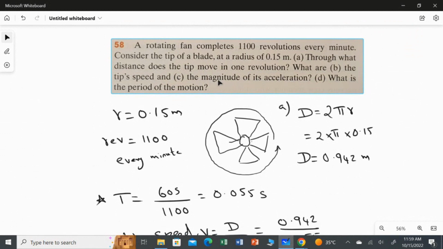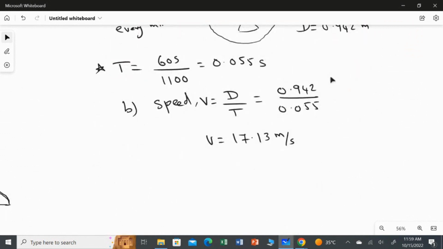In the third part, we are going to find what should be the magnitude of its acceleration. And this object is rotating because the fan is under rotation, so that means we have to use the centripetal acceleration, which we studied in chapter 4. Actually, in this chapter we studied the formula for centripetal acceleration, a_c, or radial acceleration, which gives the rule v square over r. This is the rule. So I'm going to take the answer from the B part and substitute here.